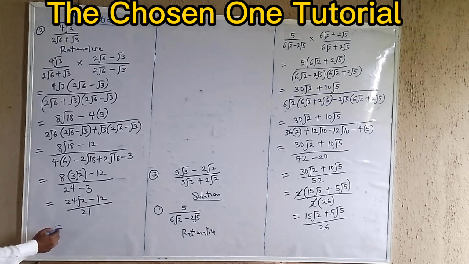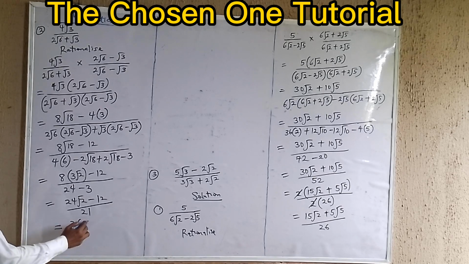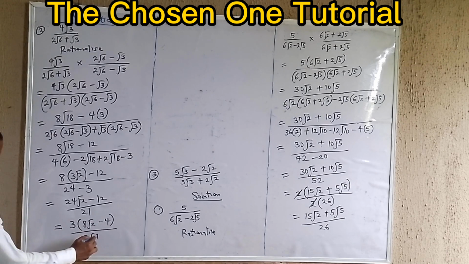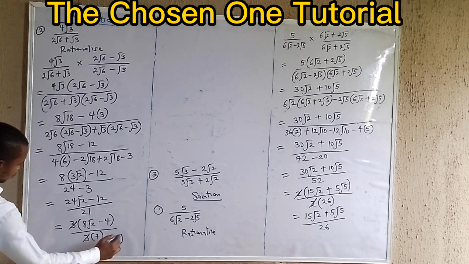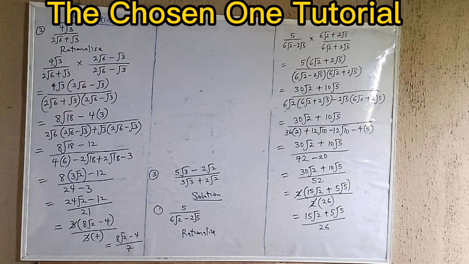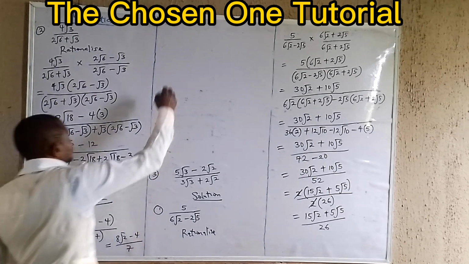So if we bring out 3 here, we are going to have 8 root 2 minus 4 over 3 in bracket of 7. So this 3 will release 3. So we are going to have 8 root 2 minus 4 over 7. So let's solve the third question.